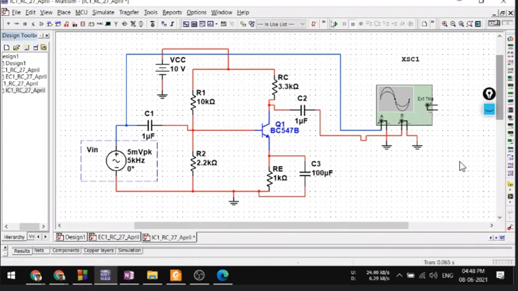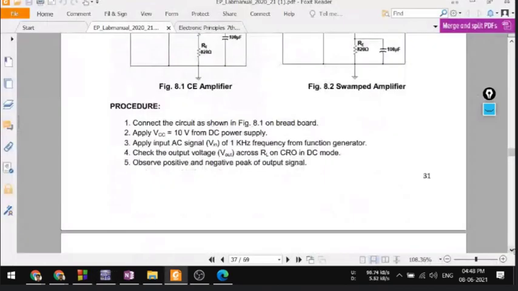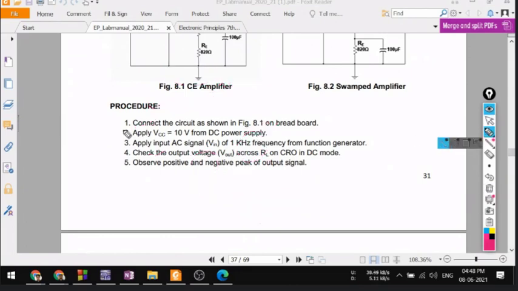So for this case, what is the goal? Here the steps are written, let me read them out. Connect the circuit shown in the figure, the CE amplifier first. Apply this VCC. That's fine, as soon as you run the circuit, VCC will be applied automatically.